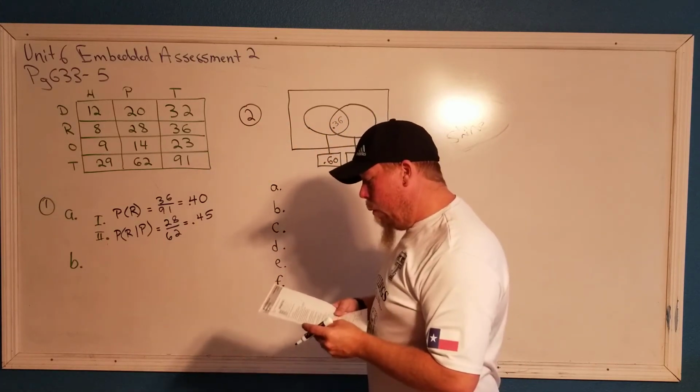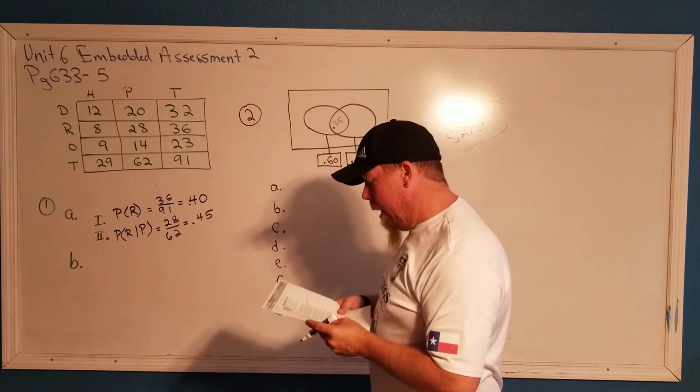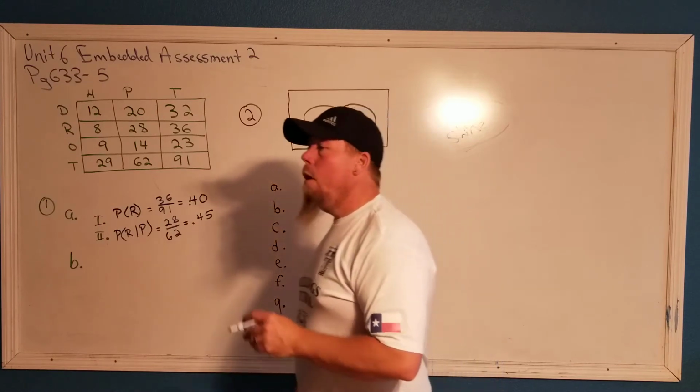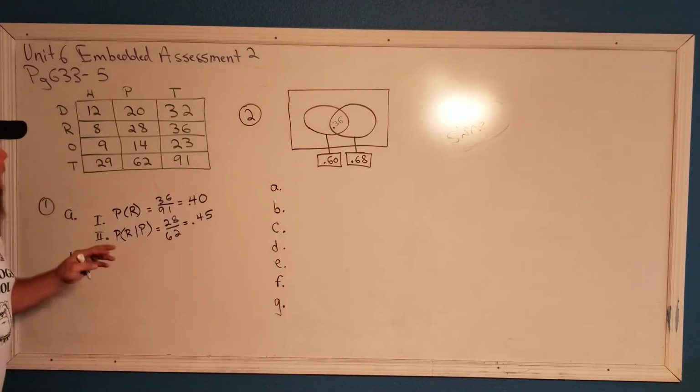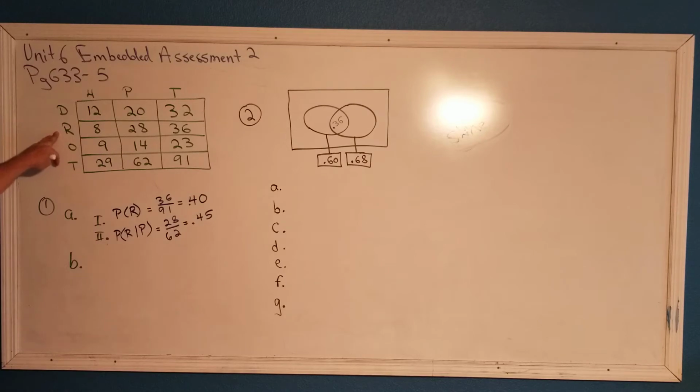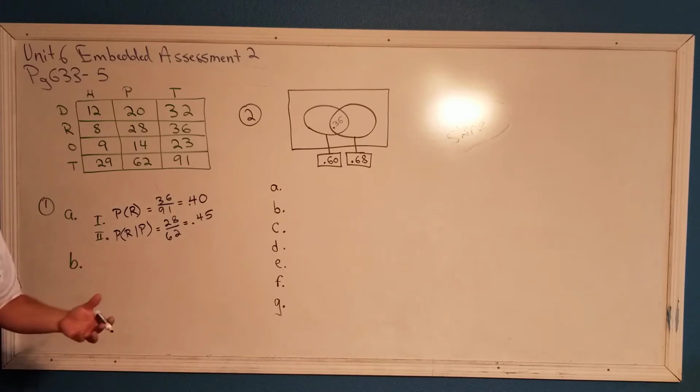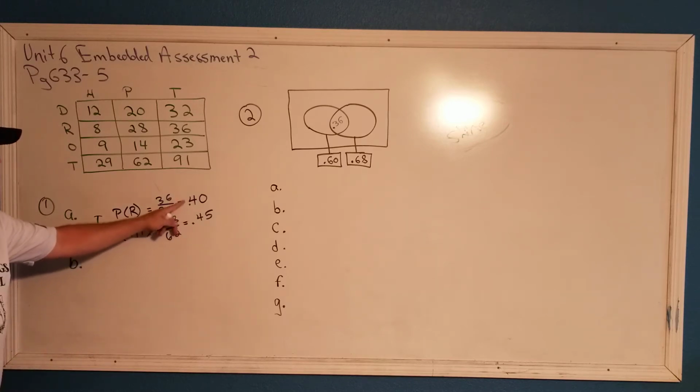For B, for 1B, it says use the answers in parts A1 and A2 to decide whether the two events are independent. Explain your reasoning. So what they're asking is, as far as independent events, they're asking whether or not a book can be a romance novel independent of the fact whether or not it's paperback. Okay? And I'll just be really honest, the answer here is no. We know the answer is no because these don't match.